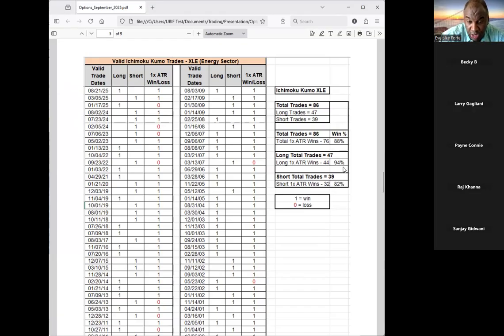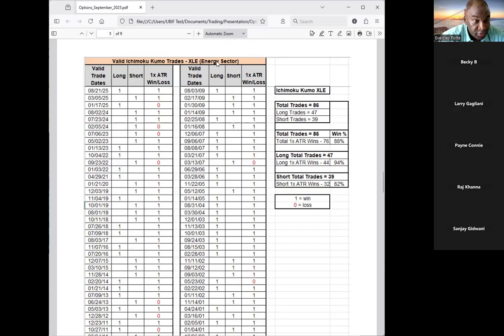Generally with ETFs, we don't trade anything less than 84%. There's a margin of error, that type of thing. But definitively better results on the long side. So when we have an Ichimoku Kumo trade on XLE valid on a long or valid on a short, we would usually say we're going to pass on a short trade because the stats are too low. But if we see a long trade valid, then that's a definite 94% wins. Take the trade, place the order.